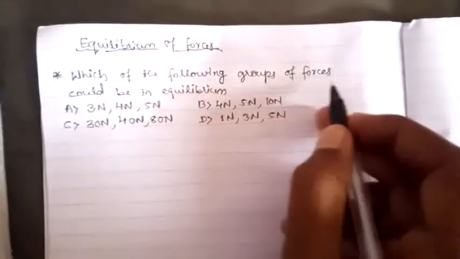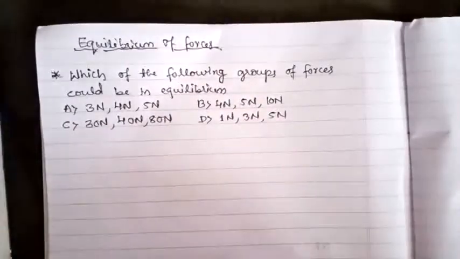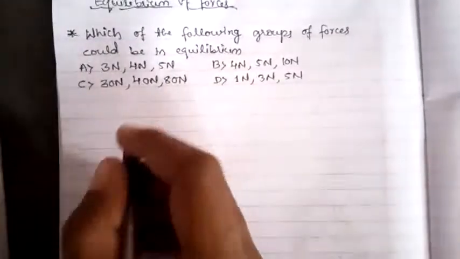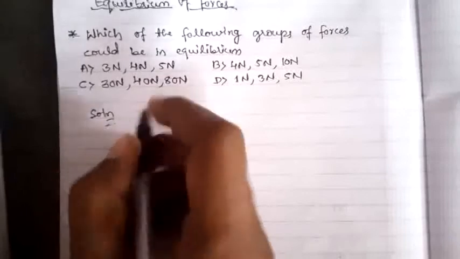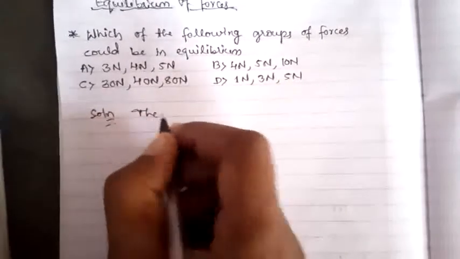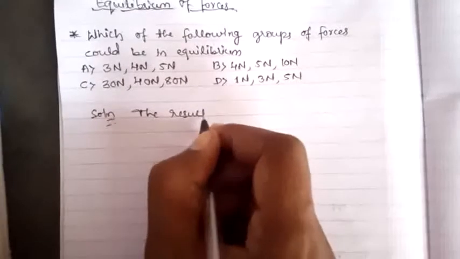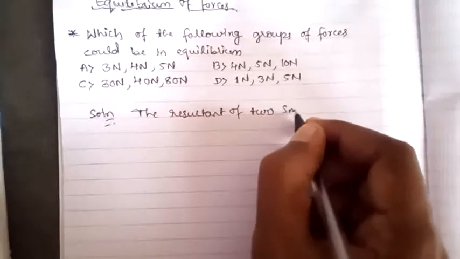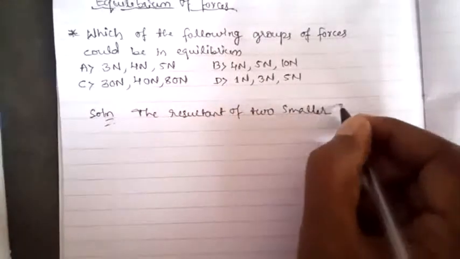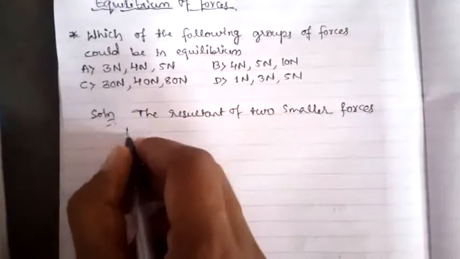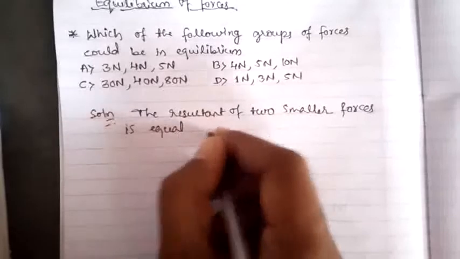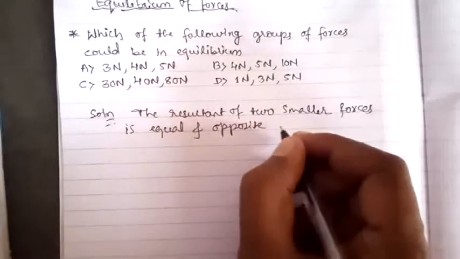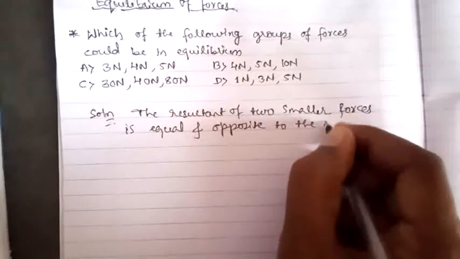Which of the following groups of forces could be in equilibrium? Okay, which of the following groups of forces could be in equilibrium? So there is a condition. What is the condition here? The resultant of two smaller forces is equal and opposite to the third force. Opposite to the third force.